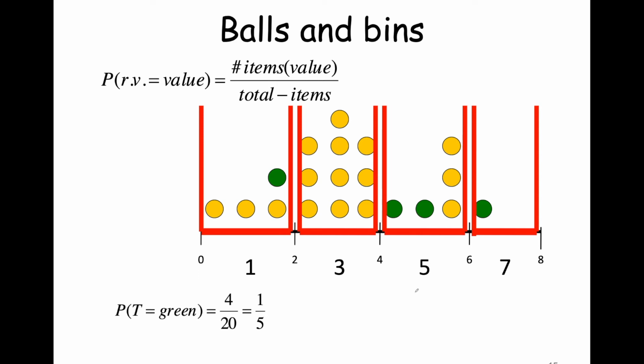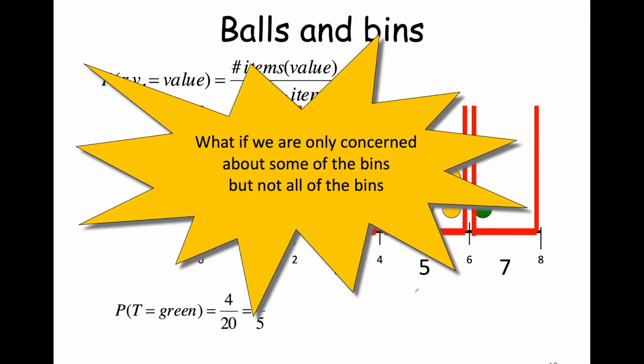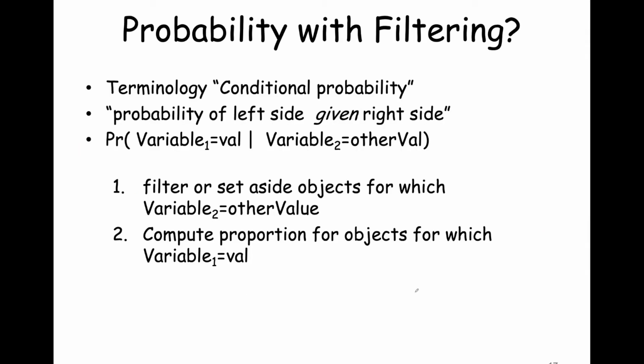So again, regardless of the random variable, here we have a different random variable. Instead of B for bin, we have T for the color of the tennis ball, and we can compute that as the number favorable over the total number of objects. Now, what if we are concerned not about all the balls from all the bins, but only about some of the bins and not all of them? A conditional probability is the mechanism that we use to do this. You can think of a conditional probability as a kind of probability with filtering.